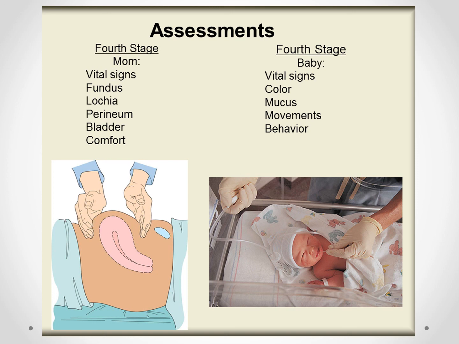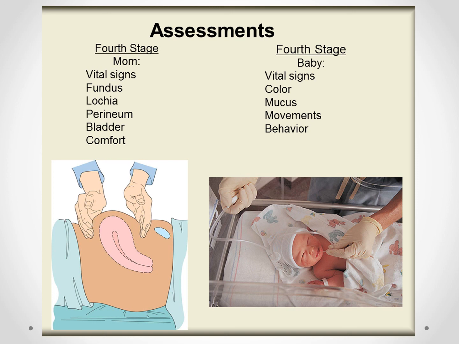Finally, we want to assess her level of comfort and make sure that she's comfortable and, if she needs pain meds, to give them. In the fetus, we'll continue to assess by assessing vital signs, their color, any mucus that they might have. This baby's being suctioned here, but usually we'll use a bulb suction. We keep the bulb suction with the baby at all times in the hospital. Wherever the baby goes, their bulb suction goes.